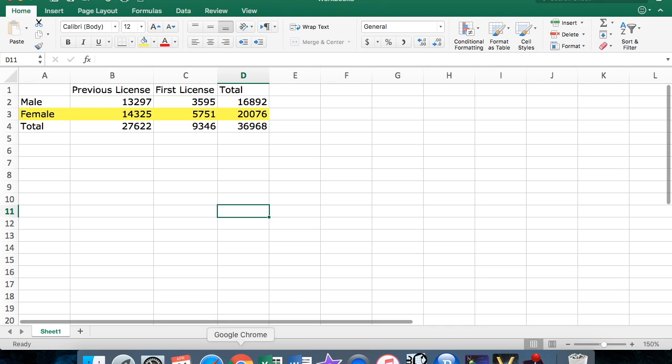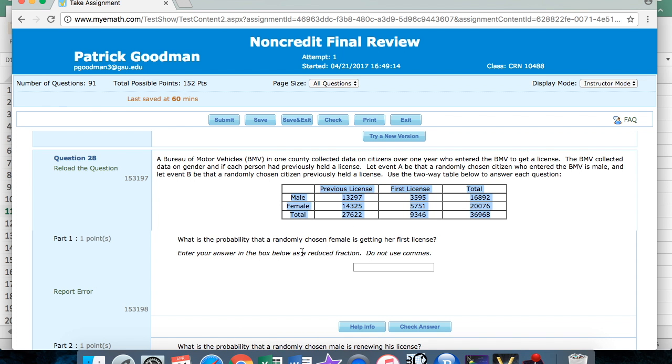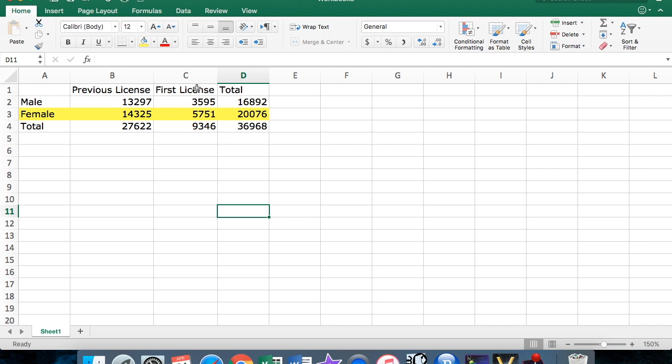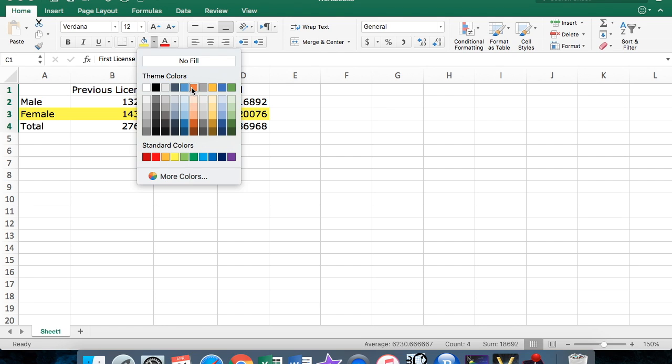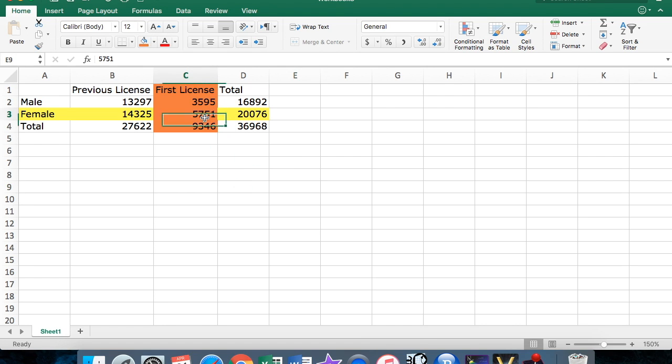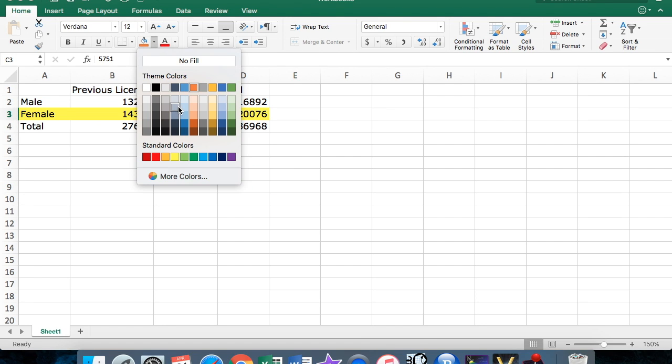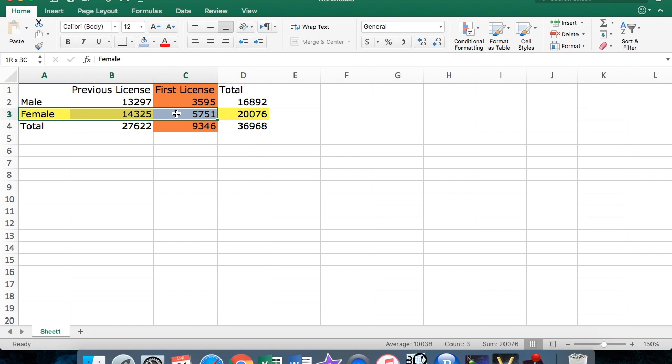Now we want the probability what? We're saying, probability a randomly chosen female is getting her first license. So we look then at first license. So let's do orange. So now what's the intersection? Well, whatever orange and this make, because it definitely makes blue. Okay, so here, what is the intersection between these two? Well, right here. This is your numerator.